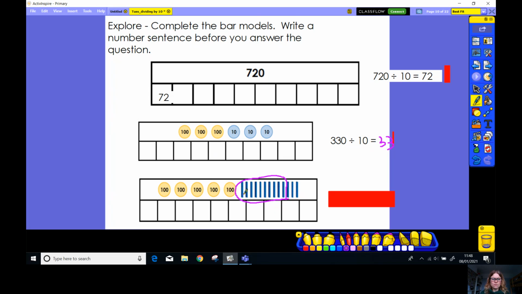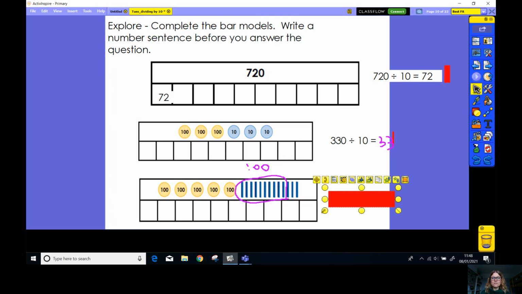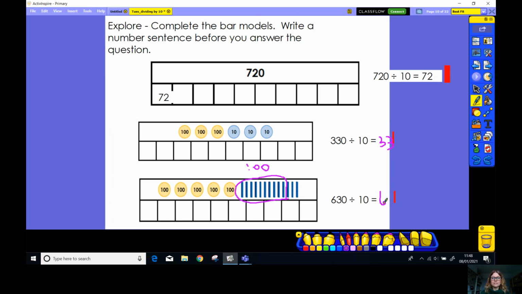Okay, just going to double check that. 1, 2, 3, 4, 5, 6, 7, 8, 9, 10. Okay, so that would equal, oh, it's very hard to write on this, 100. Okay, so we have 630. 630 divided by 10, which would equal, yes, you're right, 63.